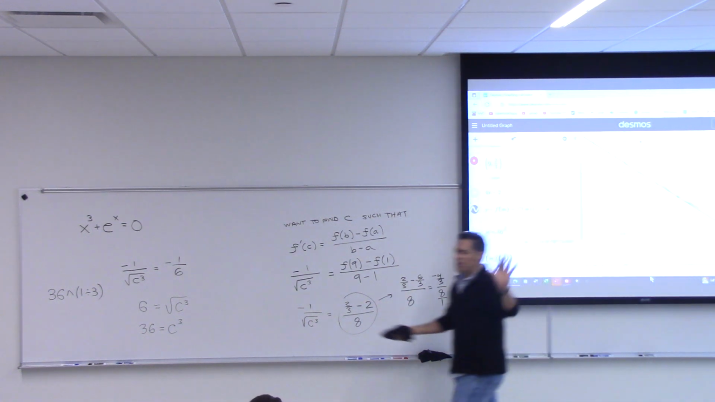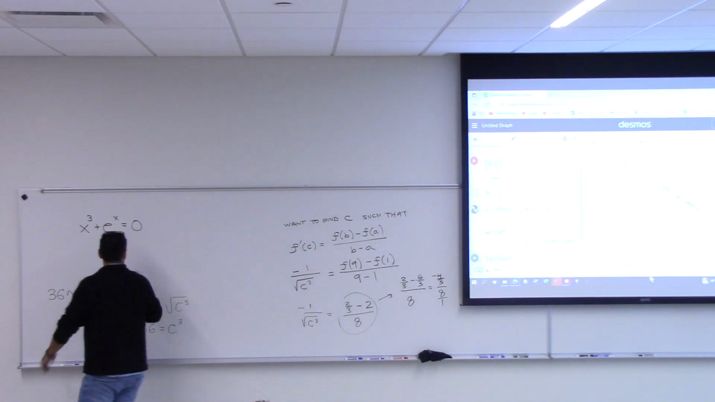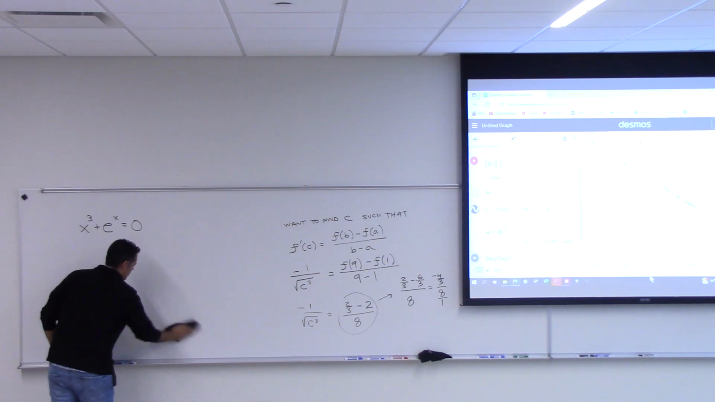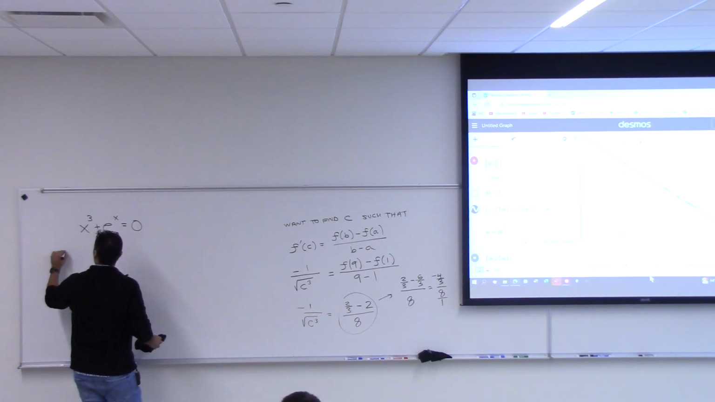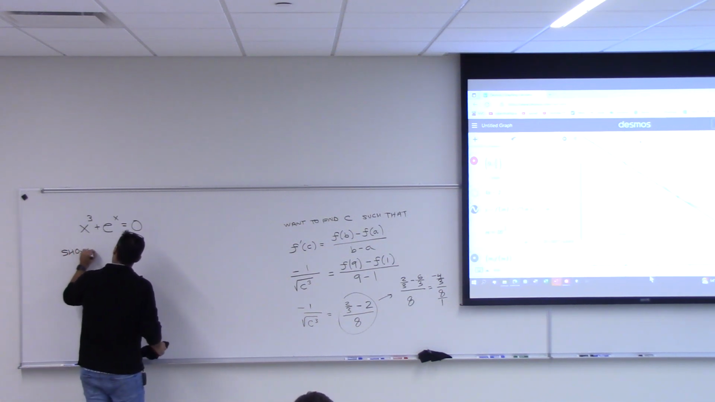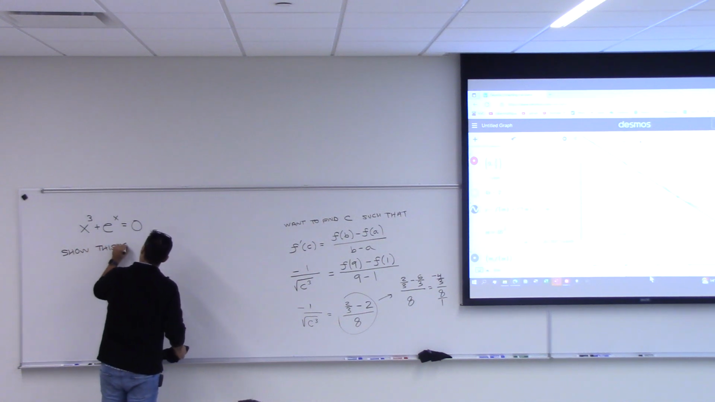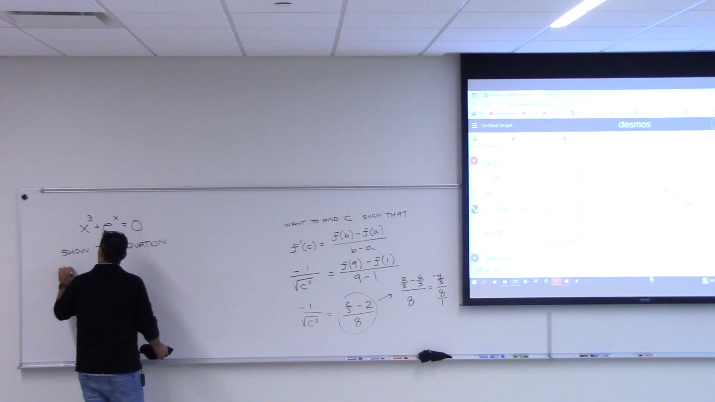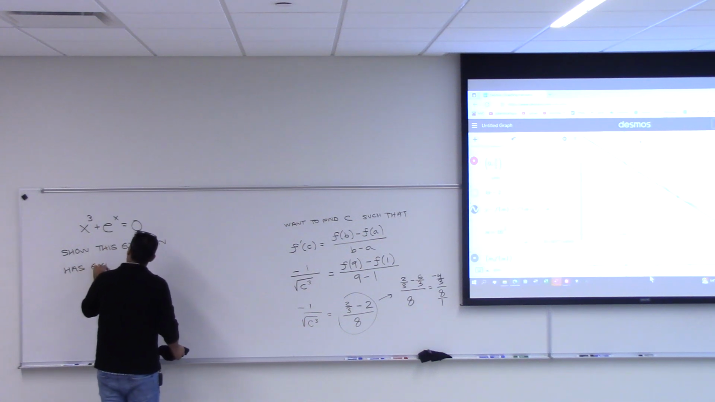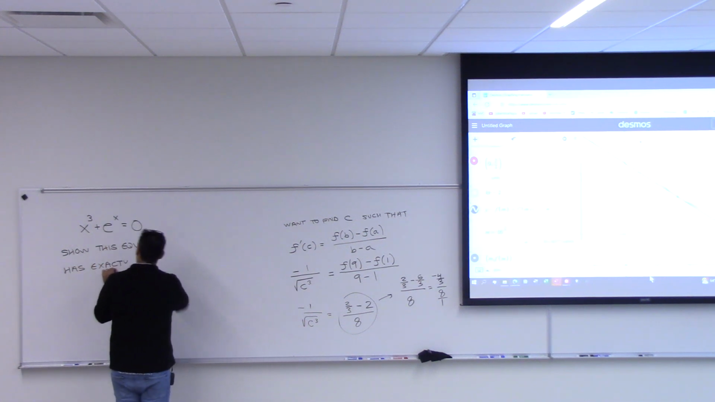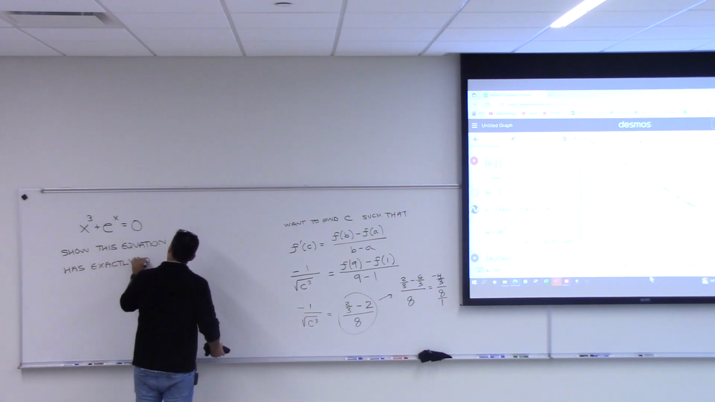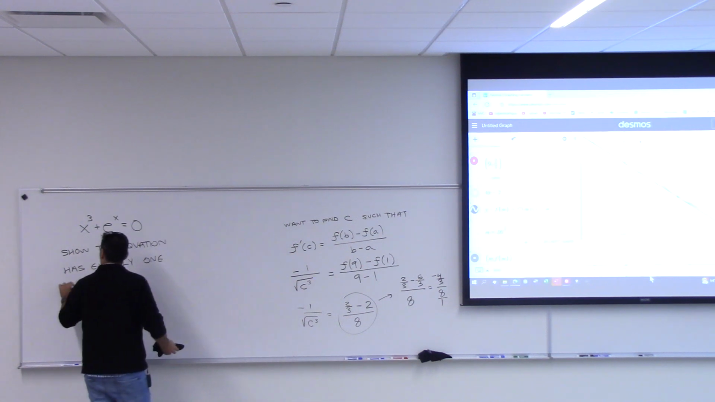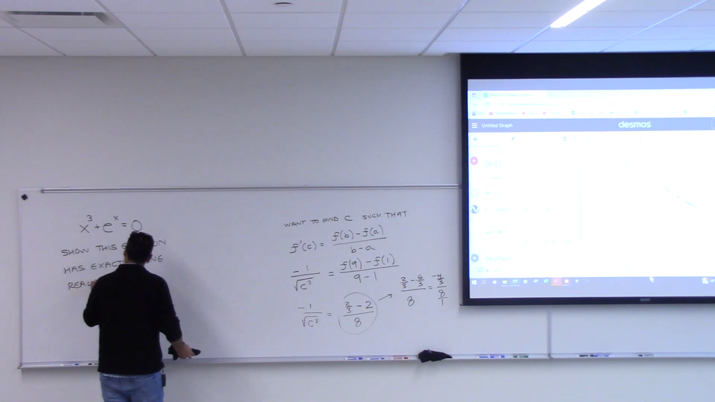This problem is going to look like it's out of nowhere, all right? This problem is going to look like, what? Like, where did this come from? I want us to show this equation has exactly one real solution.